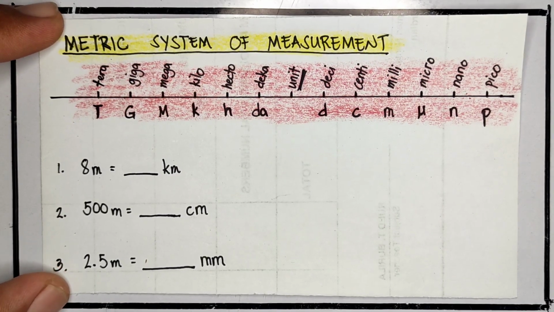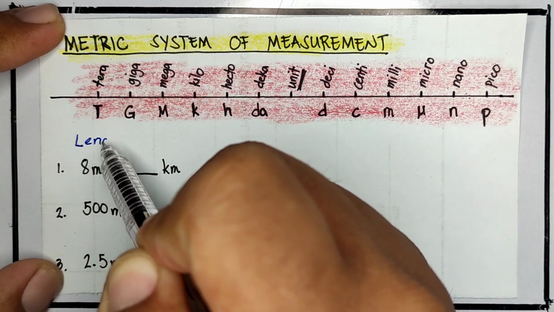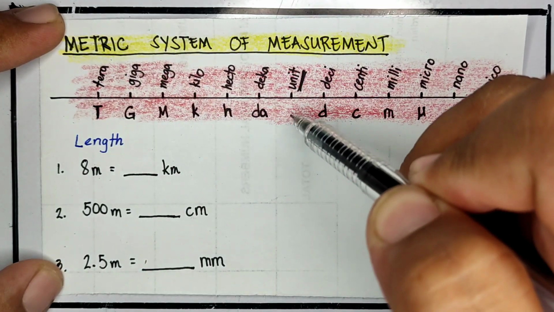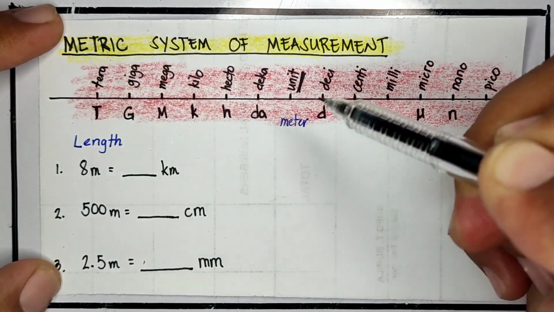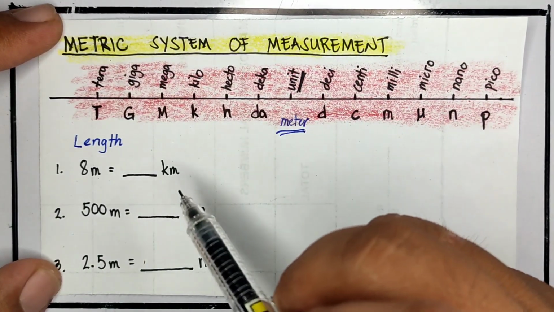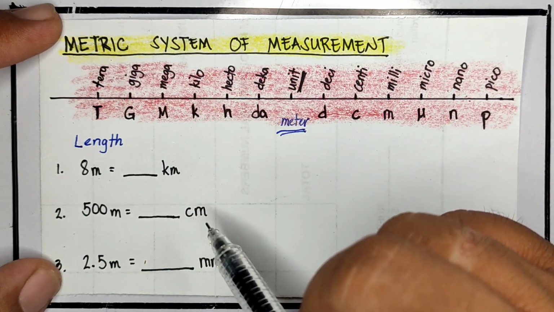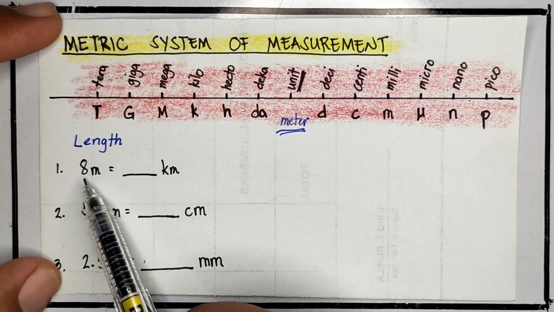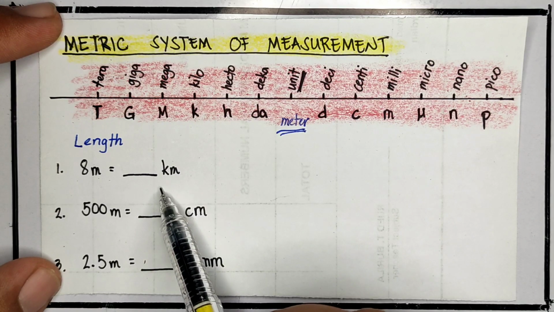Okay, we have here the example, and it is an example for the length. For the length, the unit that we are using is meter. The unit for the length in the metric system is meter. Okay. Example, conversion: 8 meters is equivalent to how many kilometers?